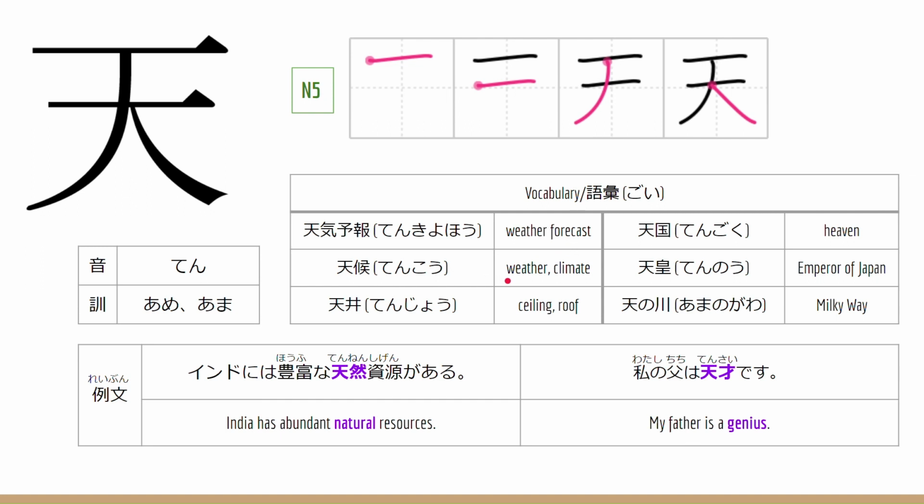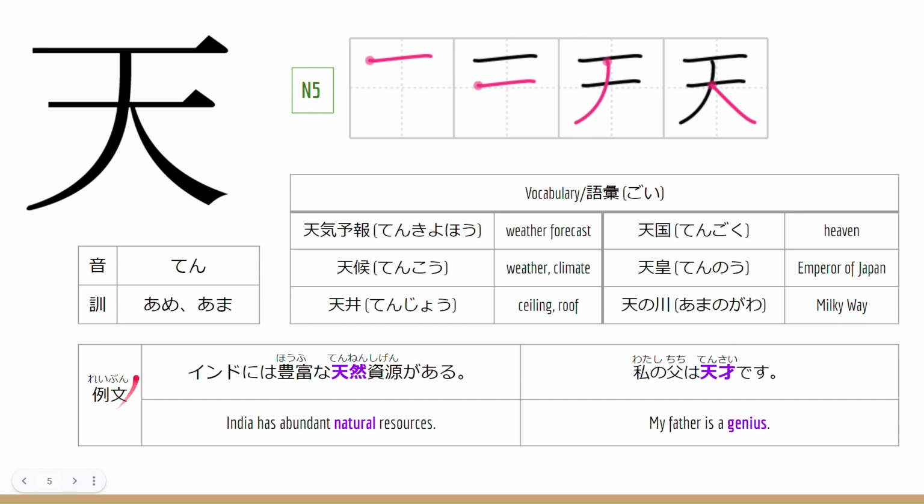天候。This means weather or climate. 天井。This means ceiling or roof. 天国、This means heaven. 天皇、This means Emperor of Japan. 天の川。This means Milky Way.